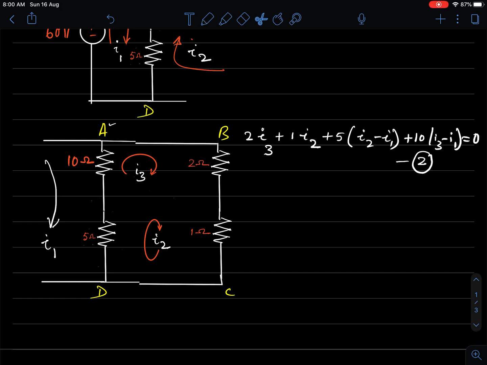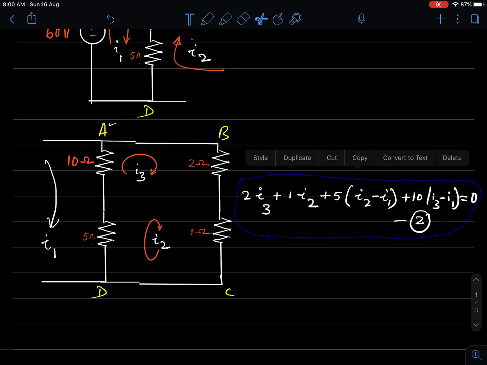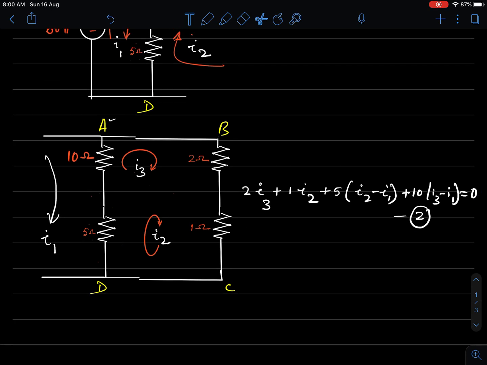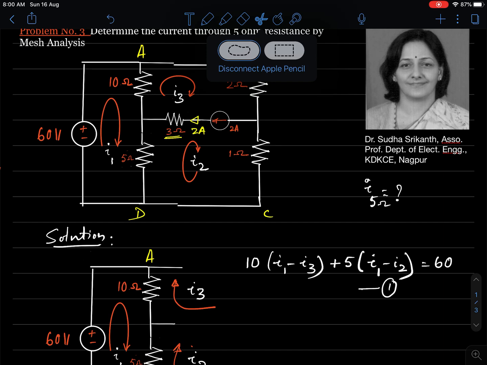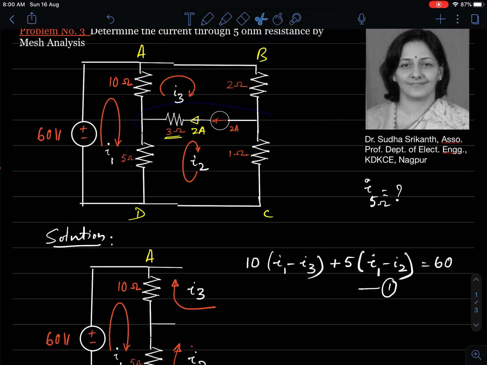Now what is the third equation? You require one more equation, right? There are 3 unknowns, so you require 3 equations. So what is that portion of the network which we would be requiring? I will take this portion of the network which I would require to write another equation.